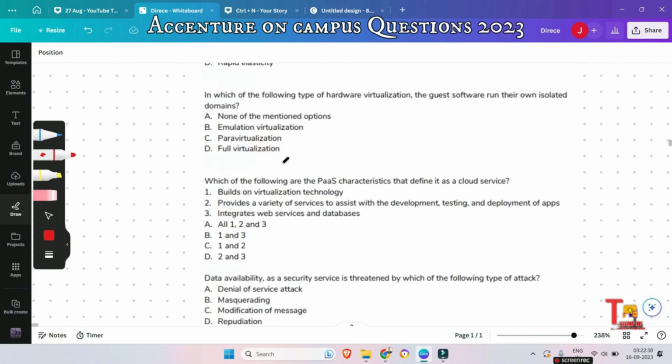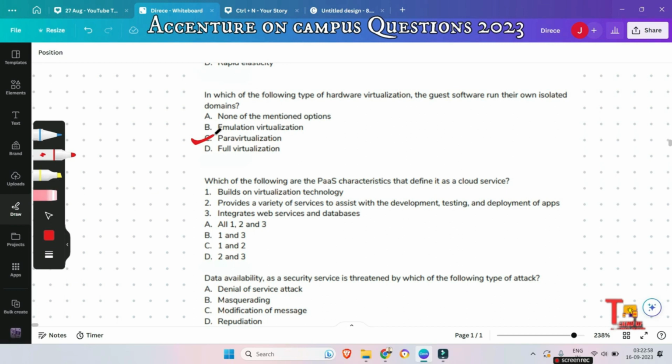Okay, the next question. In which of the following types of hardware virtualization do the guest software run their own isolated domains? Emulation, para-virtualization, full virtualization, or none of the above? What will be the answer? Actually, the answer will be para-virtualization. In para-virtualization, the hardware is not simulated. The guest software run their own isolated domains.